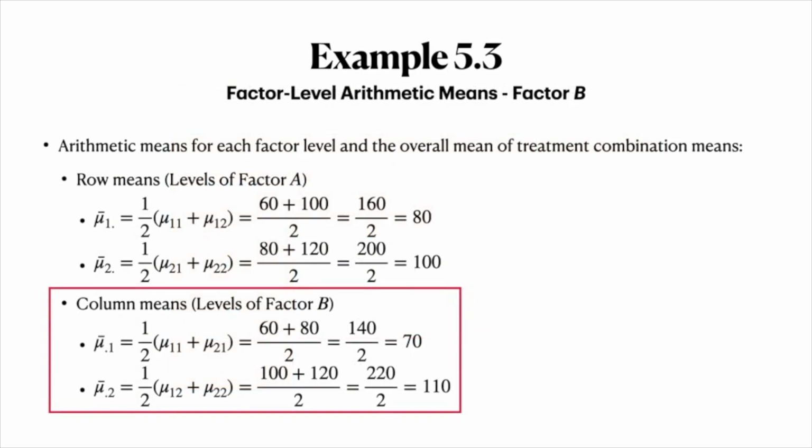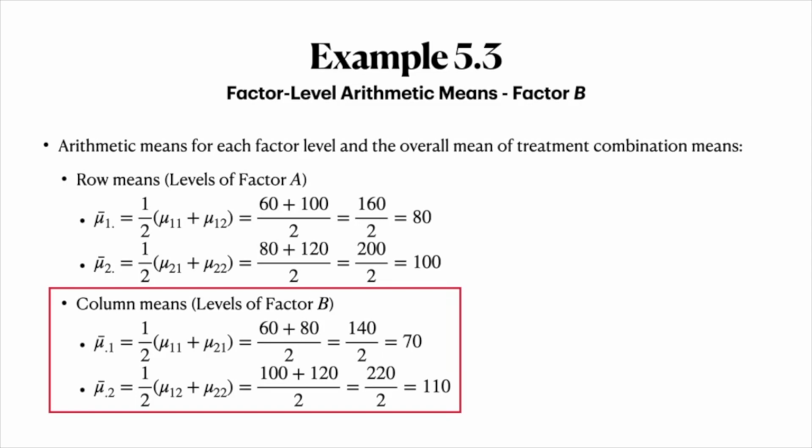Then we'll calculate the column means. These are the arithmetic means for the levels of factor B. And so mu bar dot 1 is the arithmetic mean of the treatment means for those treatment combinations that have the first level of factor B. So it's the arithmetic mean of mu 1,1 and mu 2,1, and that turns out to be 70.